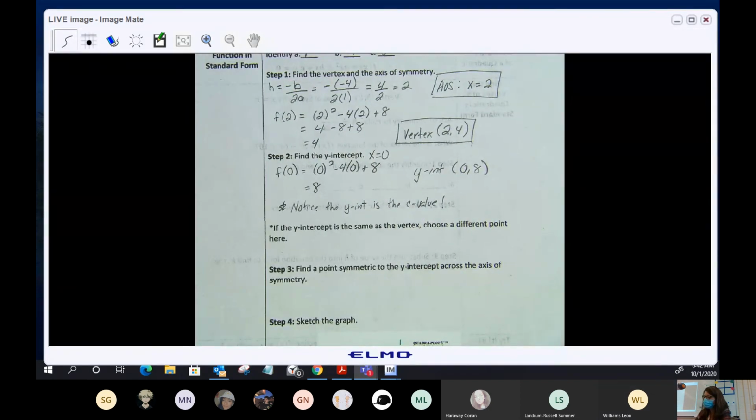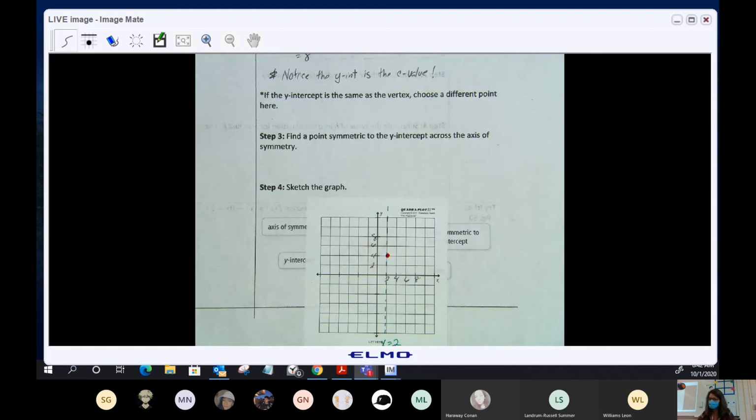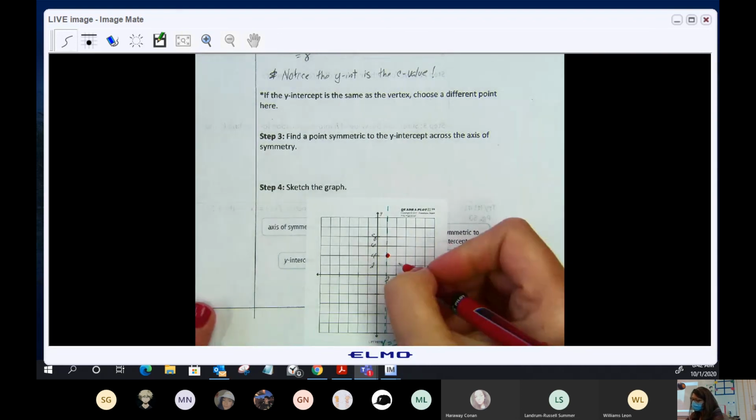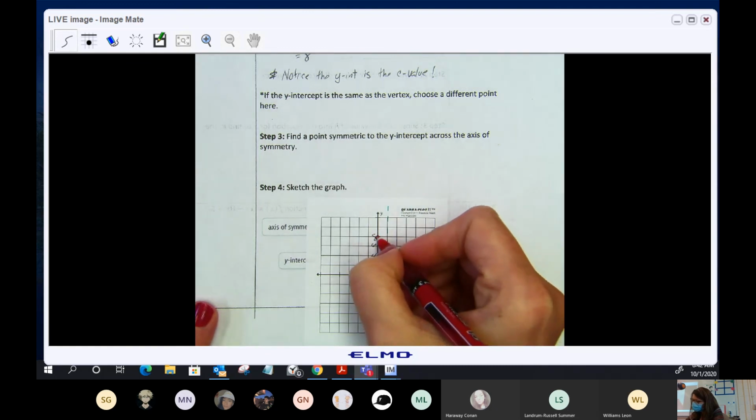Okay. So we are going to graph this. I am recording, so I'm going to go ahead and move this up. We'll come back down to it in a minute. So here we go. We're going to graph that y-intercept. So I am at 0, 8. Here's my y-intercept.